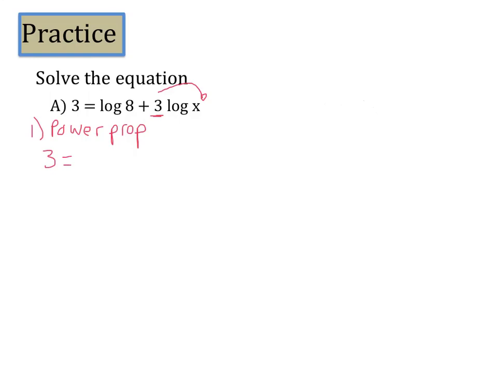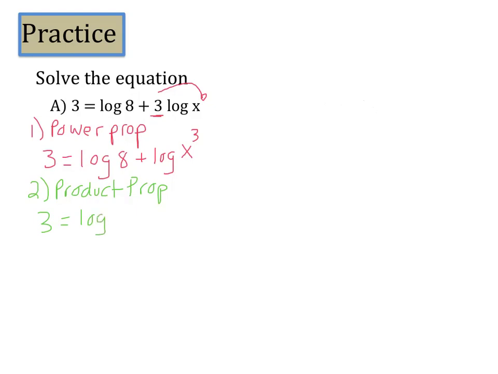So I'm going to have 3 equals log of 8 plus log of x raised to the third. So now I have nothing in front of my logs, so I can combine these. So we'll use the product property, and we'll have 3 equals log of 8 times x to the third. So I have my log isolated, so now I can exponentiate.